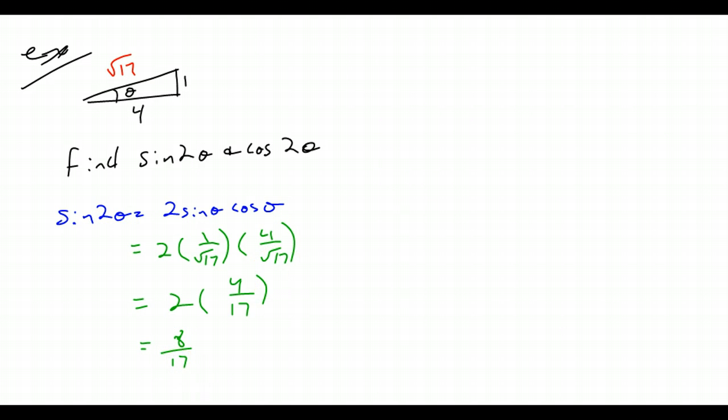Looking at cosine 2 theta, you can use any one of these that you are comfortable with. We have 3 different identities possible. So really, honestly, it makes no difference in the world which one you use. They're all going to be the same answer. So I'm just going to use the top one. Say I do 1 minus 2 sine squared theta. So I know sine theta, oops, I didn't put my squared. Sine theta is 1 over root 17.